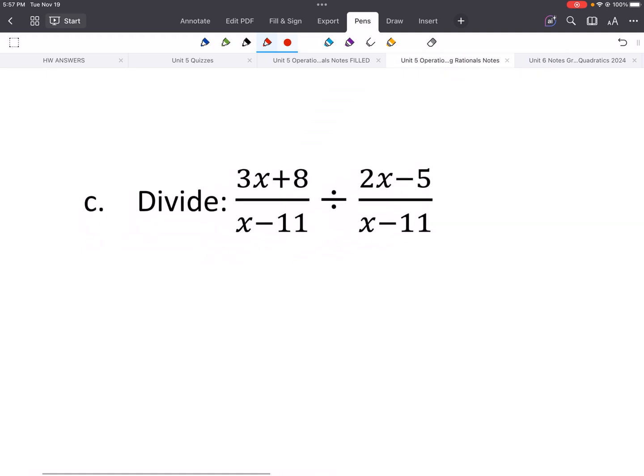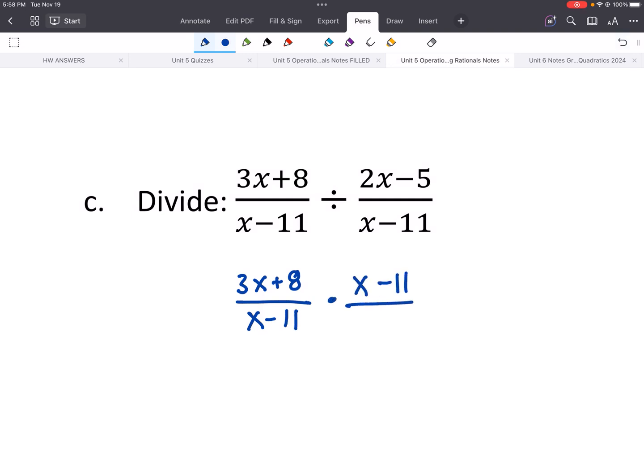All right, next up, division. We'll just do an example of that really quick. Again, we always want to check for GCF or any sort of factoring. So none of these can be factored any further than they already are. Okay, so we're going to keep, change, flip. Okay, and then see if we can cross reduce or cancel.